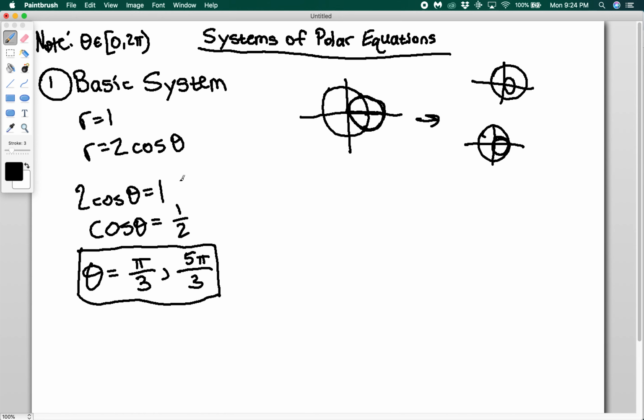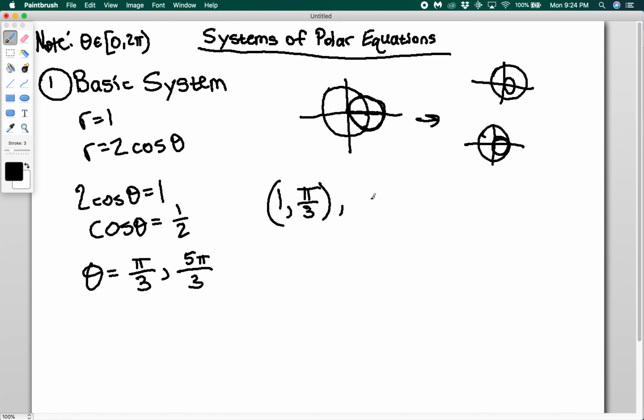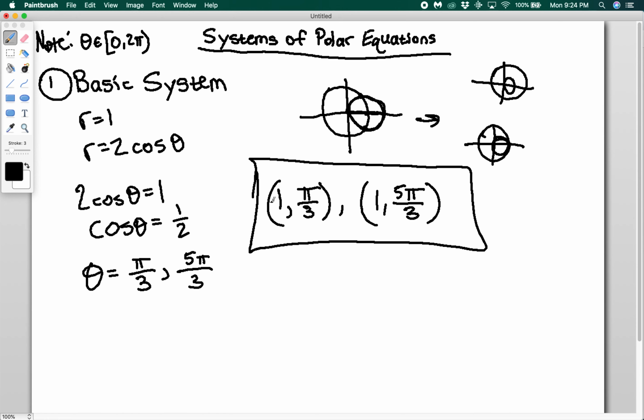So that's our theta. But what about our r? Well, for this one, r is 1. I take these, plug it back in. Now you plug it into this one, you just get r is 1. You plug it into this one, and you get 2 times cos of that is 1/2. So 2 times 1/2 is 1. You get the same thing. Which means our points, our answer, I guess I shouldn't really have boxed that, right? Our answer is going to actually be (1, pi over 3) and (1, 5 pi over 3). Okay, so those are our intersection points here for just a basic system.